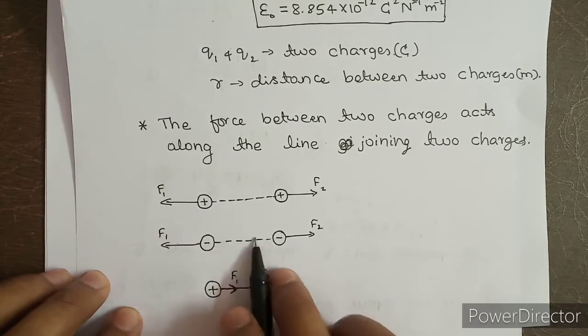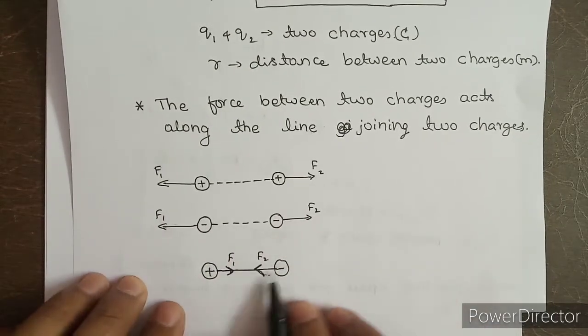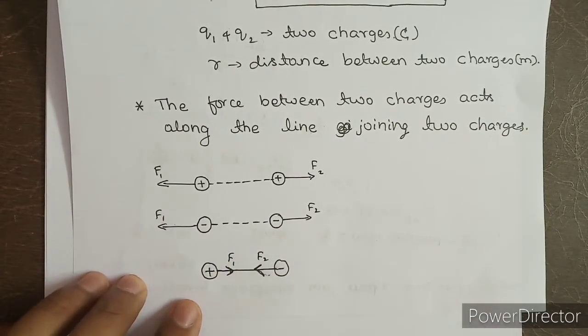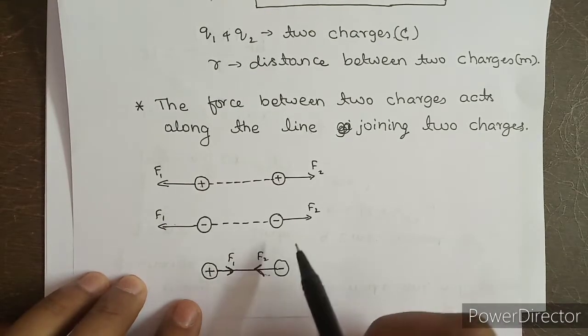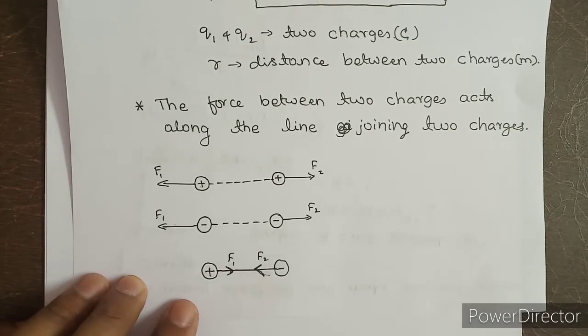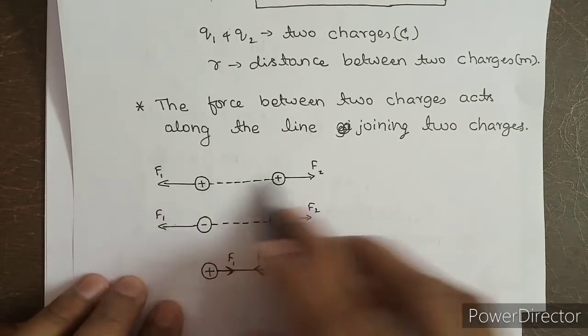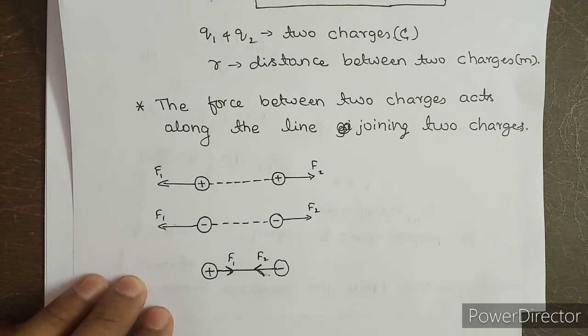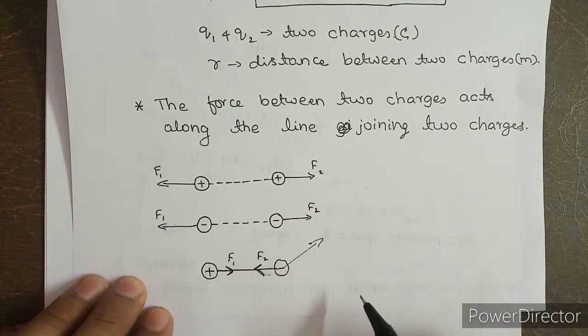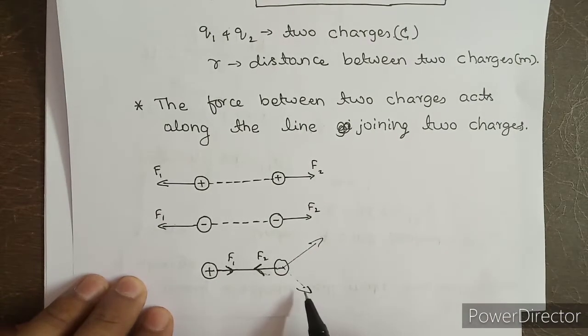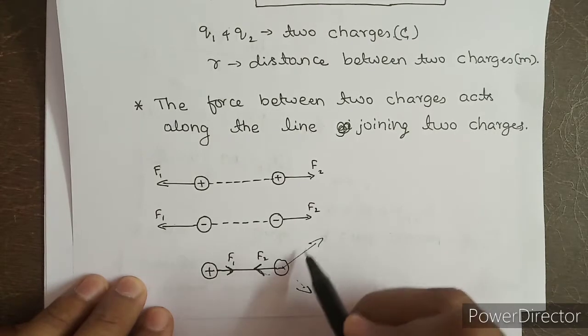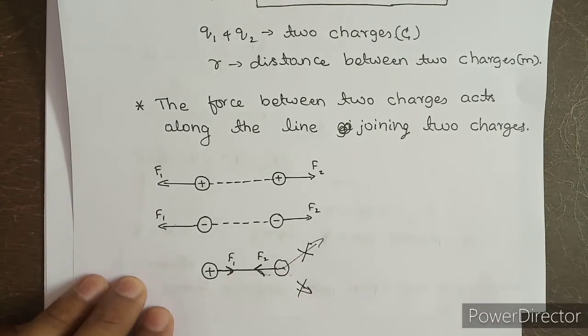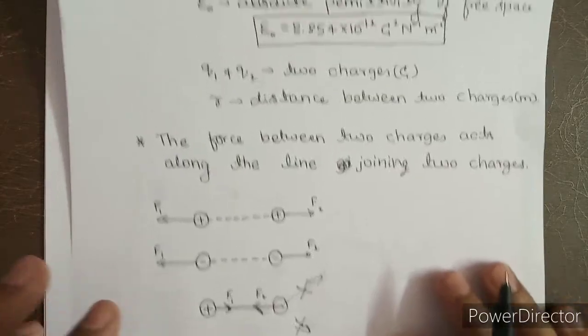Here also these two are like charges, they repel each other. When they are unlike, when a positive charge is brought near a negative charge, those two attract each other, but they are acting along a straight line. Here also a straight line, here also, here also, joining the centers of the two charges. So I can't say the force is acting in this direction or in that direction, it is acting along the line joining the two charges. So this is all about Coulomb's law.